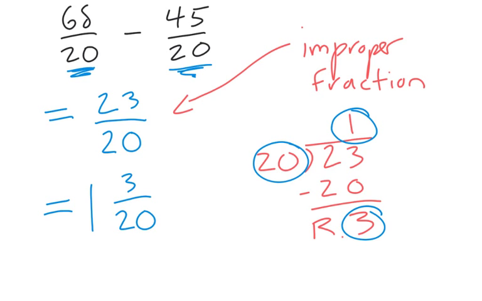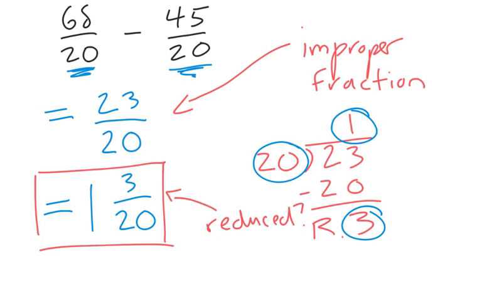And the very final step is to ask yourself, is this fraction reduced? Well, the factors of 3 are 1 and 3 since it's a prime number. Both 3 and 20 are divisible by 1, but 20 is not divisible by 3. Therefore, this actually is our final answer.